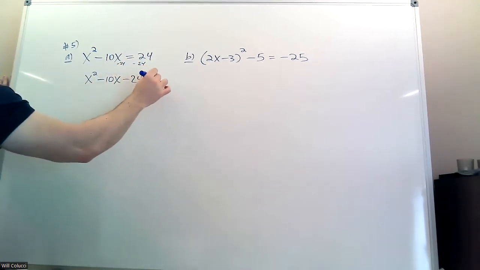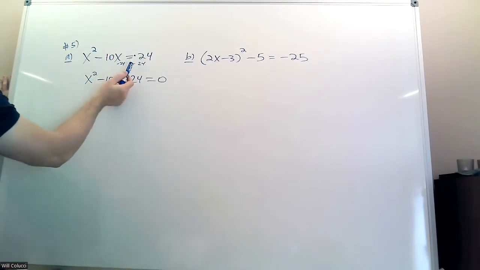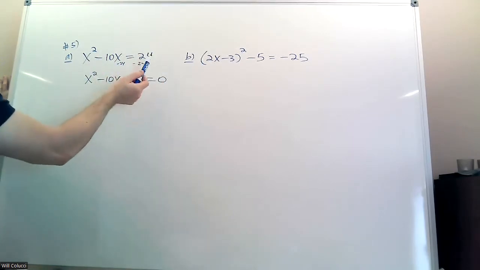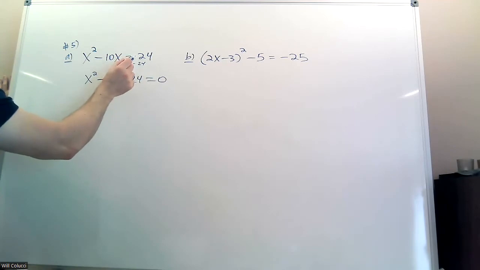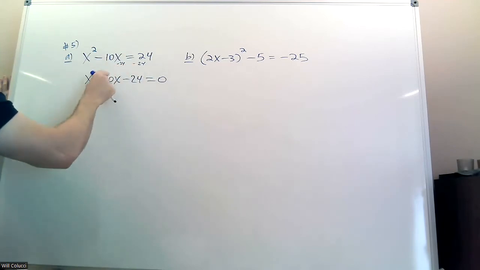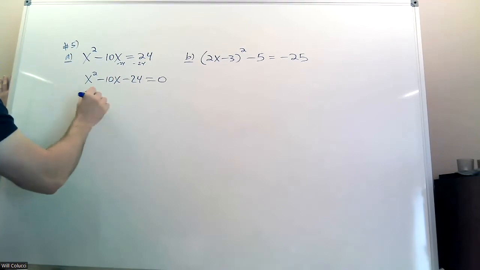So this is important because if you don't bring this over, if you try to factor this now like it's one thing and it's not, you're gonna get your signs wrong because you have a positive here. So you subtract it over. You want to write it at the end.